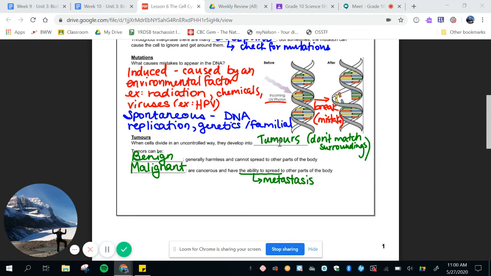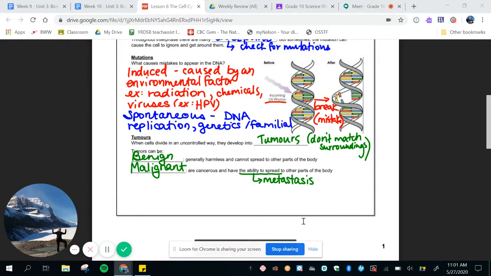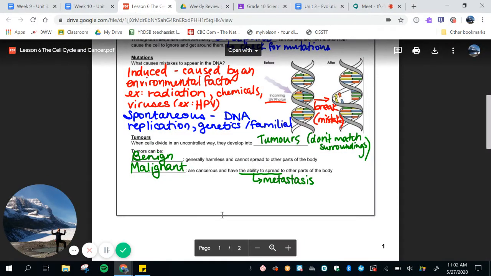But the ones that we do have to worry more about are called malignant tumors. And these are cancerous, what we consider cancerous tumors. They have the ability to spread to other parts of the body. And that spreading, we have a special name for it. It's called metastasis. So in the videos that I have posted below this lesson, you're going to see there are some videos there that actually show how metastasis works, how it can move through the body. So I'm going to let you guys check that out for more information.